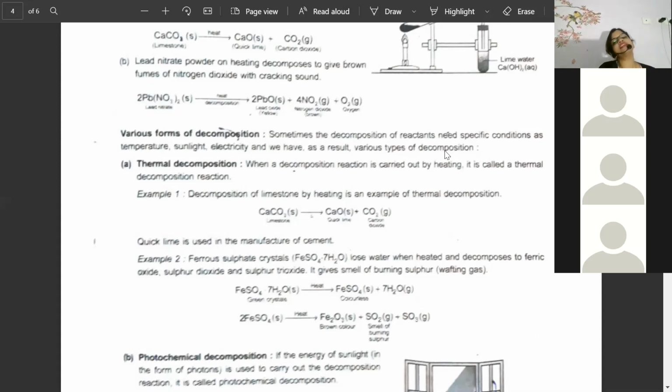Anyone, can you give me one example of a decomposition reaction? Thermal and balanced. Okay, very good, Ajay. Ajay wrote thermal and it is balanced also. So now, should I tell the name or should I wait? Okay, catalyst.